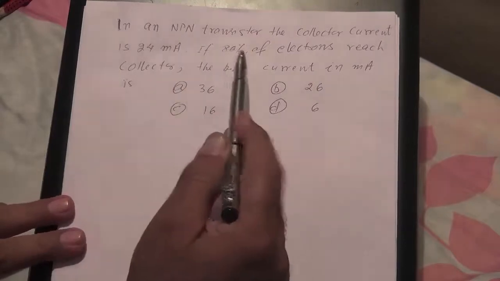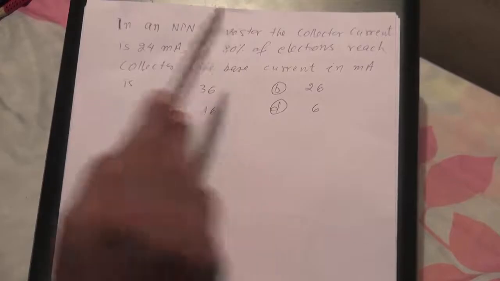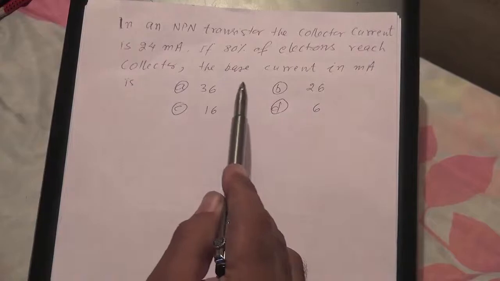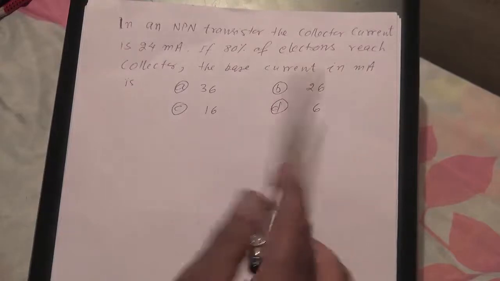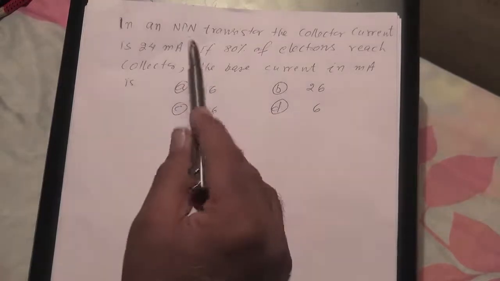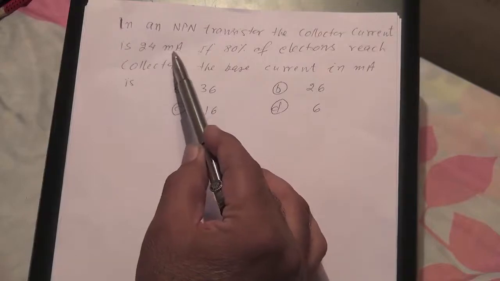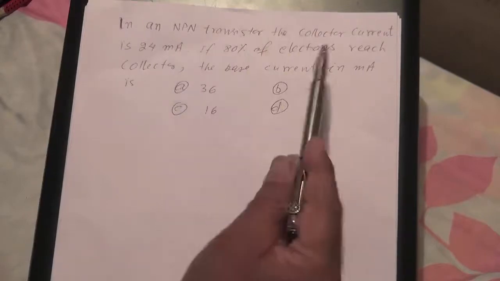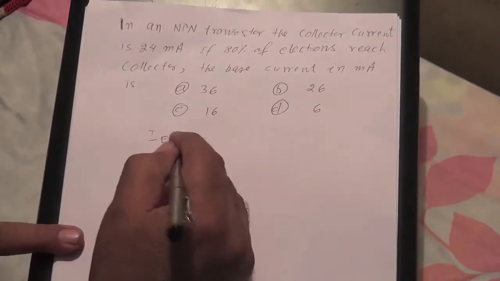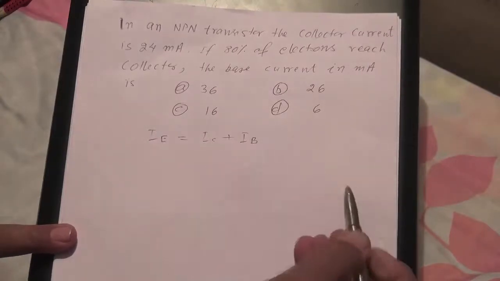In an NPN transistor, the collector current is 24 milliampere. If 80% of the electrons reach the collector, the base current in milliampere will be either this, or this. It is an NPN transistor. The collector current is 24 milliampere. For the currents, we have the equation IE is equal to IC plus IB.